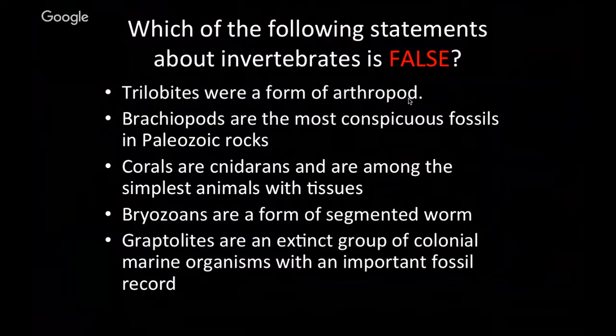Trilobites were a form of arthropod. Brachiopods, second answer. Brachiopods are the most conspicuous fossils in Paleozoic rocks. Corals are cnidarians, and are among the simplest animals with tissues. Bryozoans are a form of segmented worm. That would be the fourth answer. And then graptolites are an extinct group of colonial marine organisms with an important fossil record.